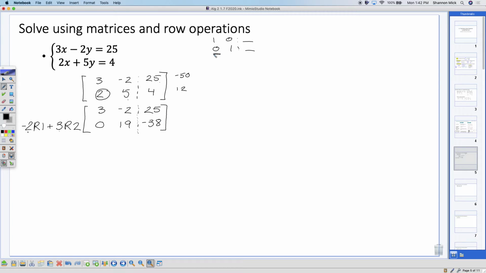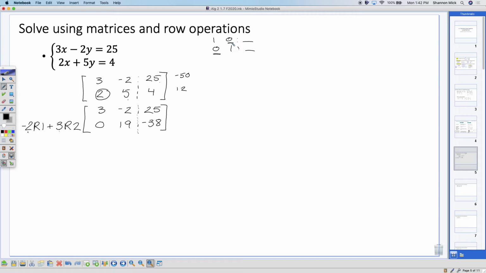Okay, now I need to get another 0, and it is in the second column, so I would need to use the second row, correct? Now, I can multiply the first row by 19 and the second by 2 and do it that way, but it'd be really nice if 19 went into 38. Does it? Good thing it does. How many times? Twice. So I can take 1/19 of that row 2 and get a nice 1, can't I?